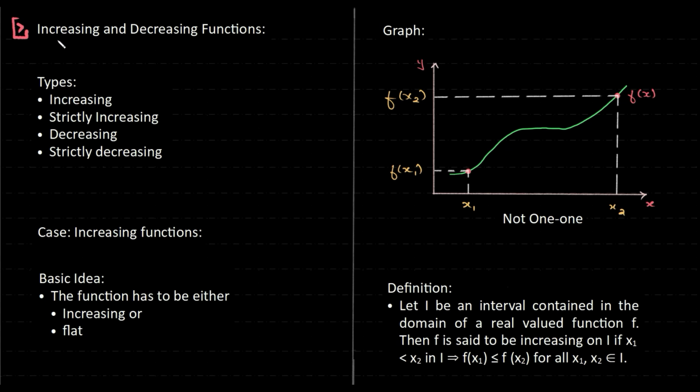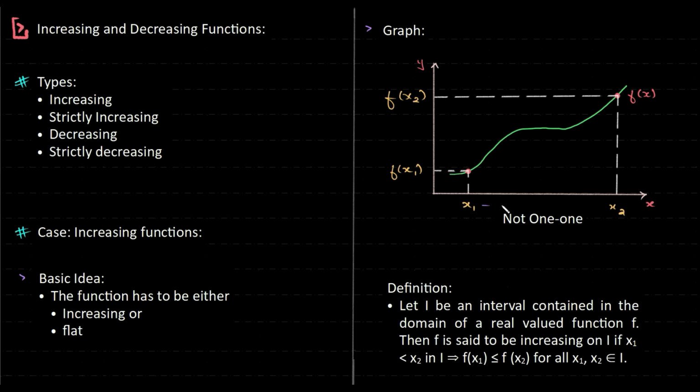Let's look at something called increasing and decreasing functions. Again, it's a classification of function. So a function is increasing, strictly increasing, decreasing, or strictly decreasing, depending on the following condition. There are 4 variations under this topic, starting off with increasing function. Basically, if you look at a graph which is either increasing or flat, what I mean is over here.